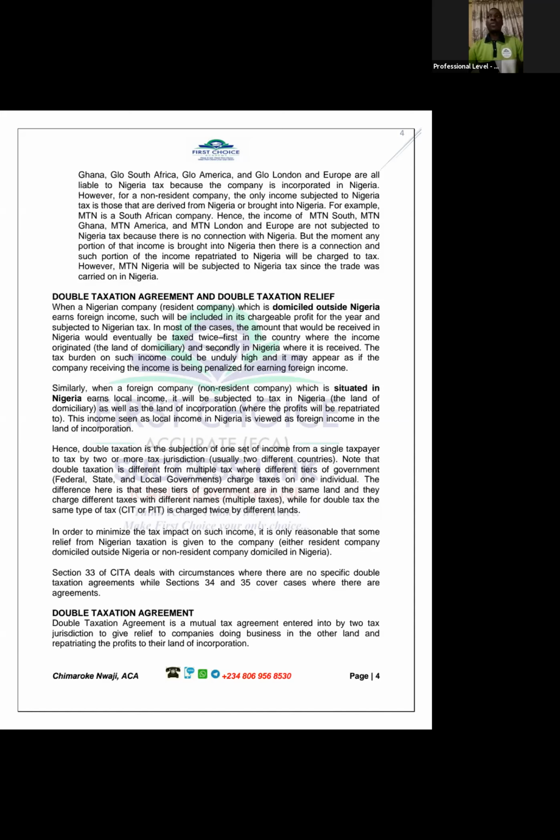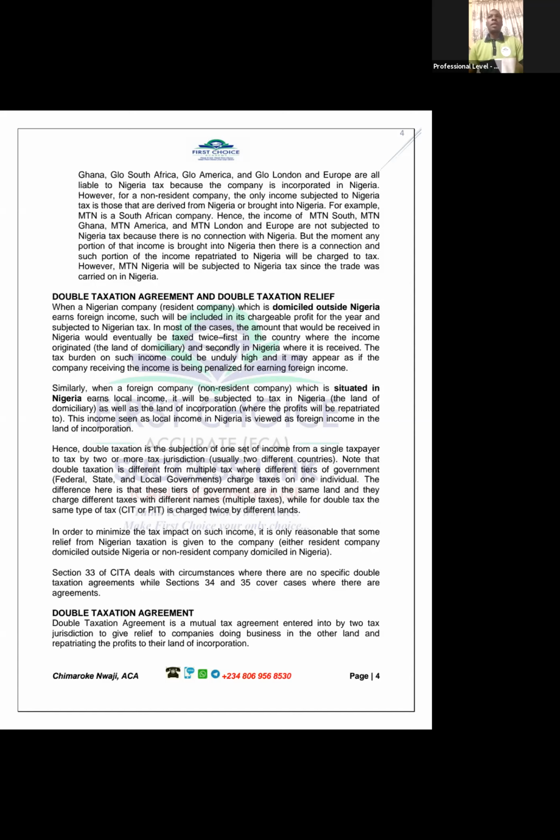That would mean that 200,000 would have been taken for tax. They will bring this 1 million naira again to Nigeria, and Nigeria is going to tax it 30%, which is 300,000. So you see, if you add the 200,000 suffered in Ghana and the 300,000 suffered in Nigeria, it's supposed to be 500,000. Why would they pay 50%?